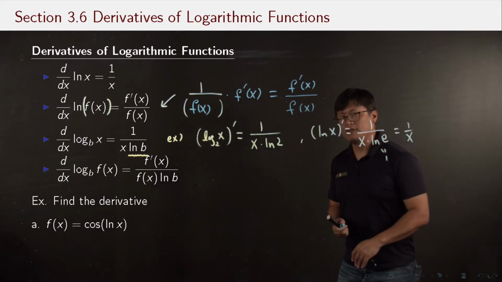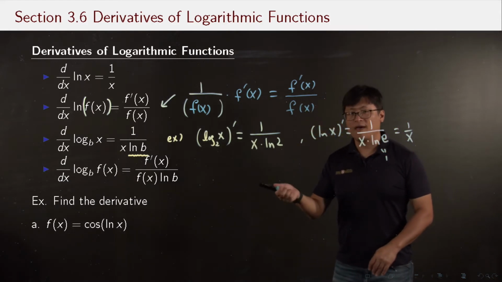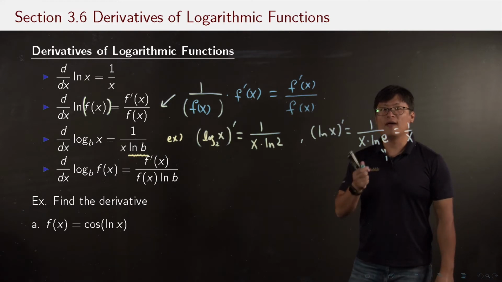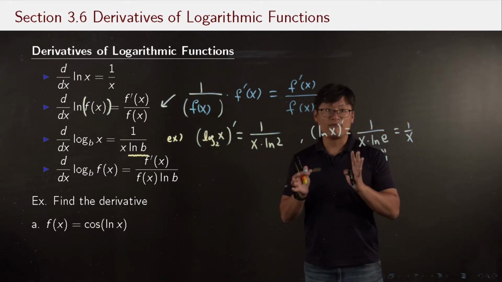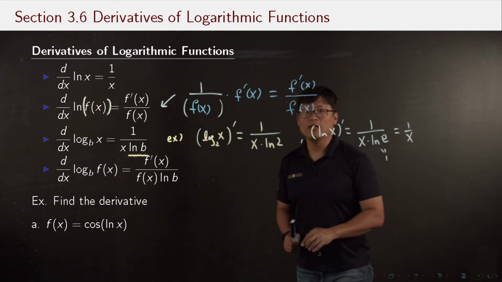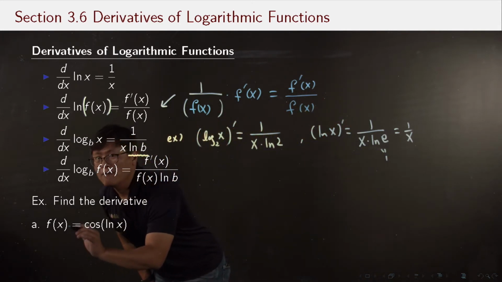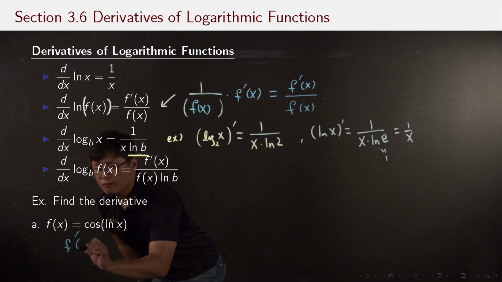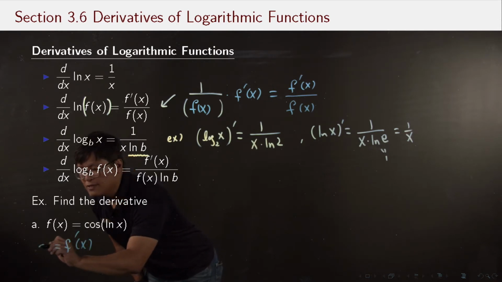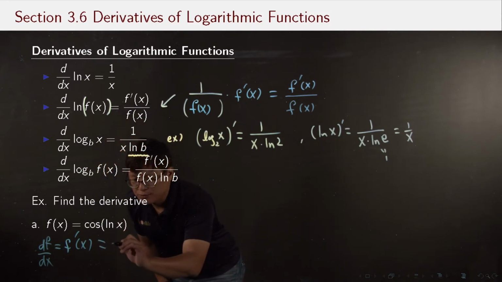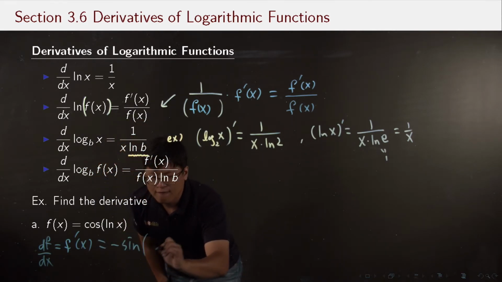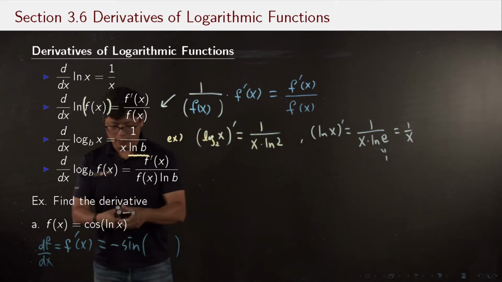Look at the first example, okay? Your function f is equal to cosine of ln x, right? Cosine is the outside function, and ln x, the logarithm function, is your inside function, okay? Then what is f prime, or in Leibniz form, df over dx, right? It is equal to, the outside function is cosine, which gives minus sine of the inside function. I'm talking about chain rule, right?